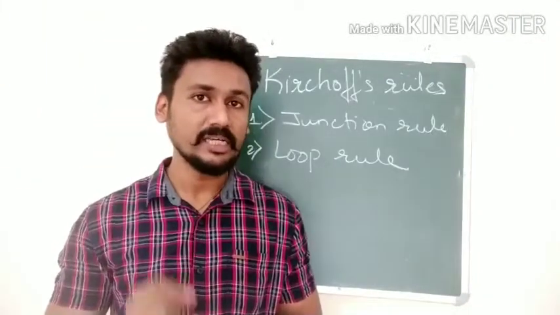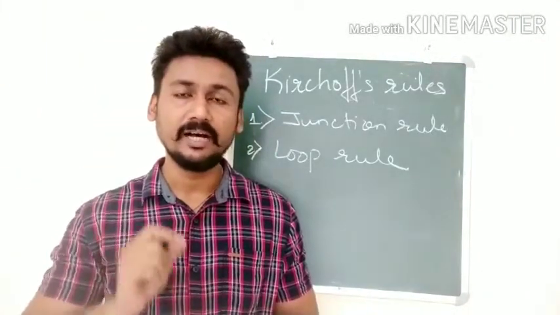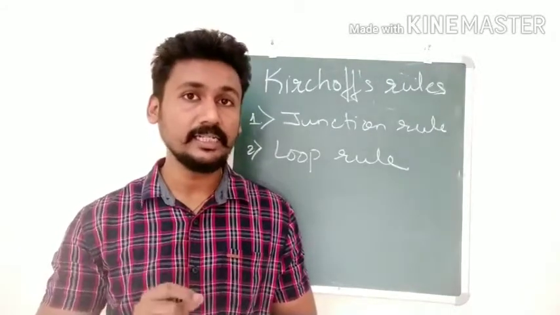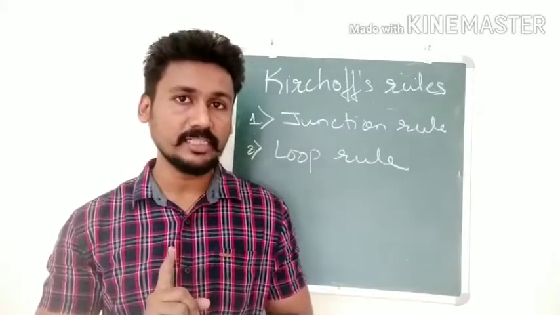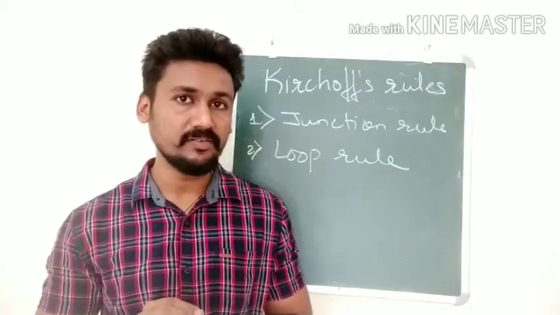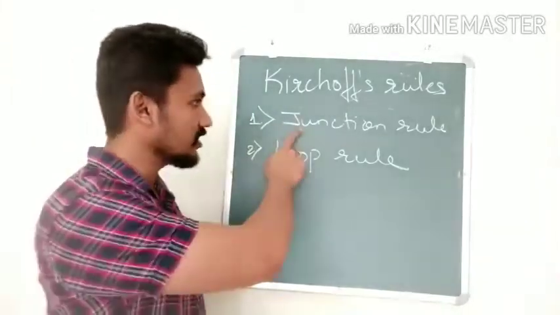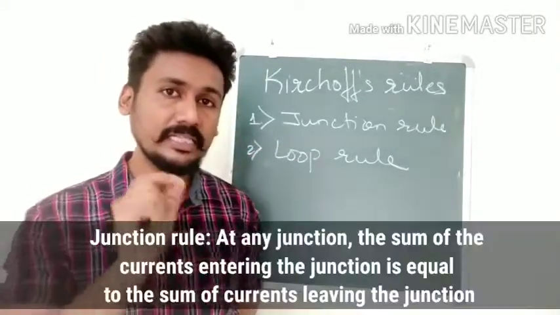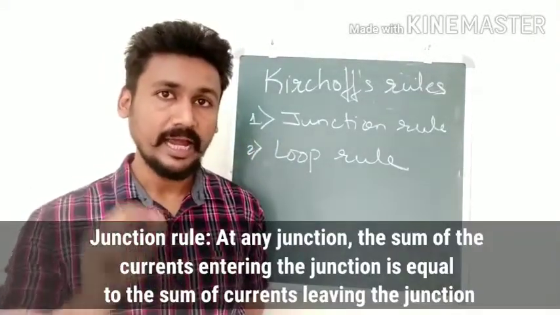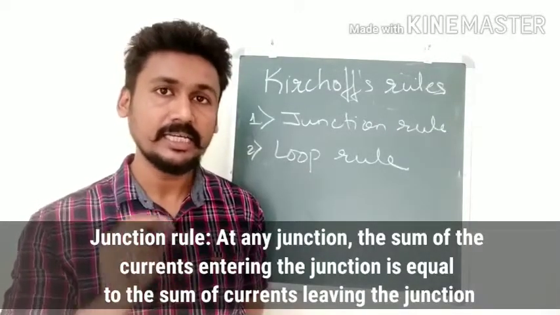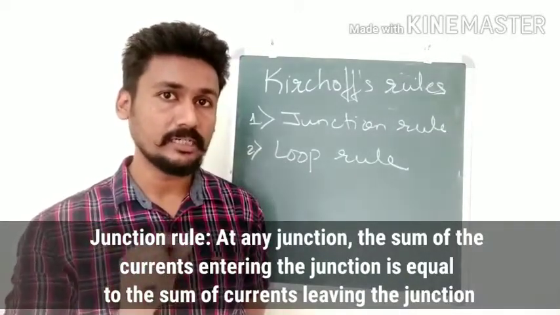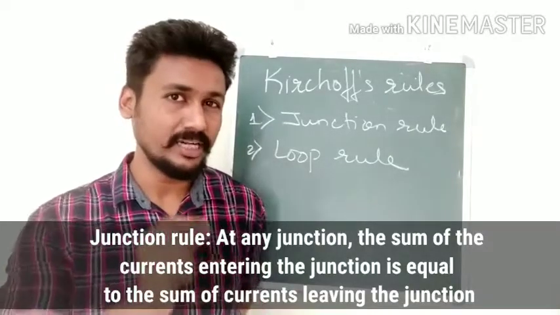Now we will talk about Kirchhoff's rules. When we study current electricity, these two are very fundamental rules. There are two rules: one is called the junction rule, and the second one is the loop rule. First, let us see the junction rule. The junction rule states that at any junction, the total current arriving at the junction is equal to the total current leaving the junction. What is the meaning of this?